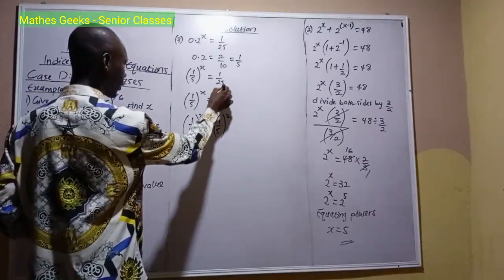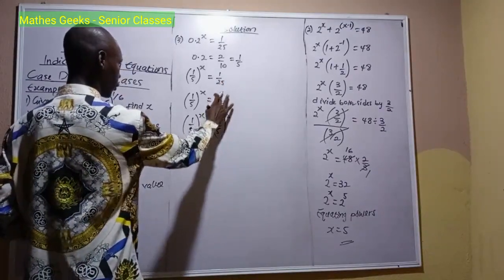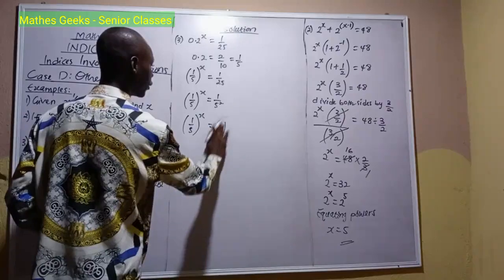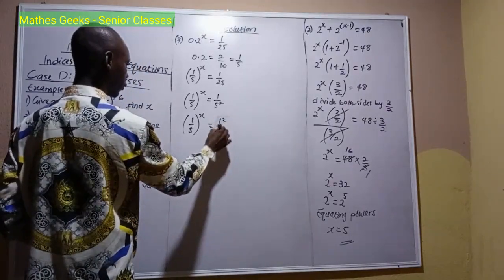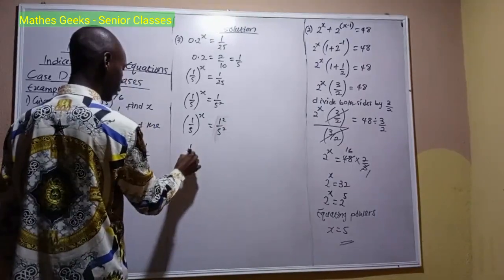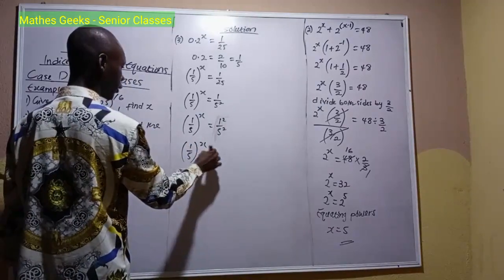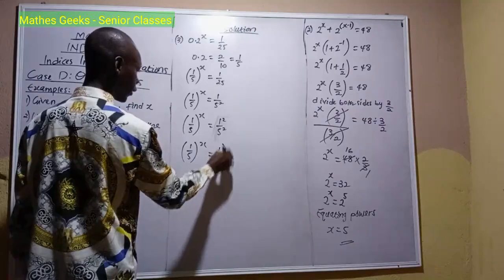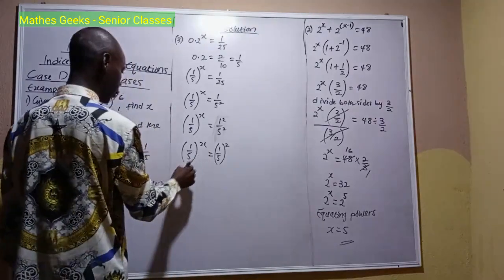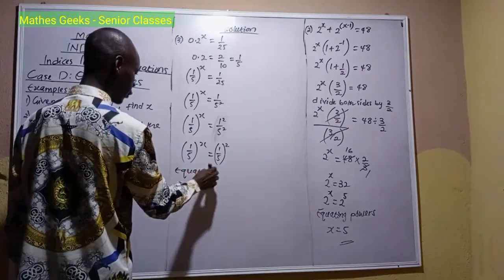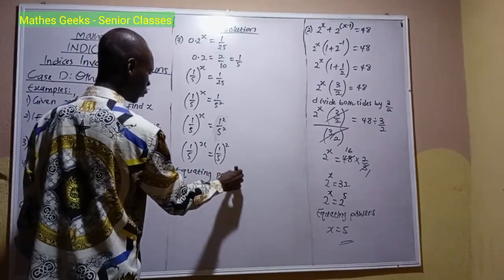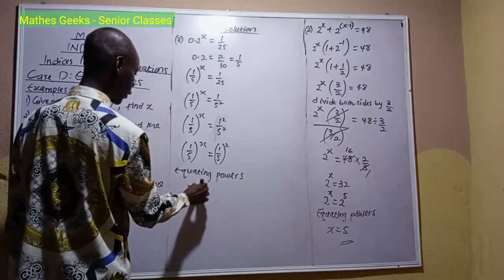So 1 over 25 is 1 squared over 5 squared. 1 over 5 raised to x equals 1 over 5 raised to the power 2. Since the bases are the same, equating powers, x is equal to 2.